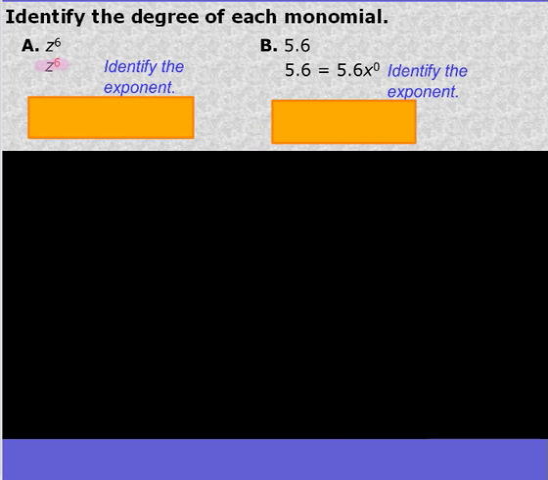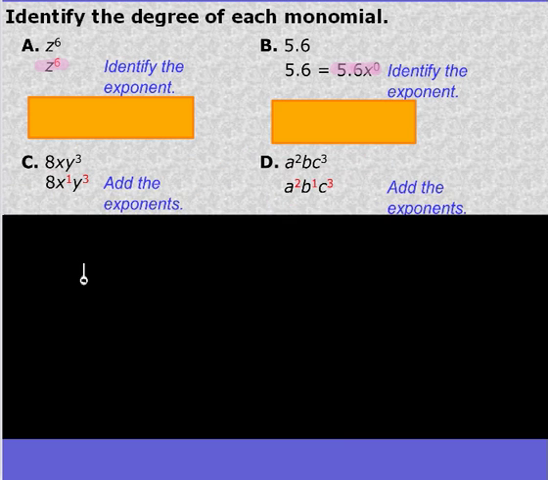Here, this is a little bit trickier. 5.6, you don't really see a variable or an exponent, but it has an implied one, which is just going to be some variable. In this case, we just call it x to the 0th power. Remember, anything to the 0 power is 1. So if it doesn't have a variable, the degree is always going to be 0, because that's basically the implied exponent of that expression.